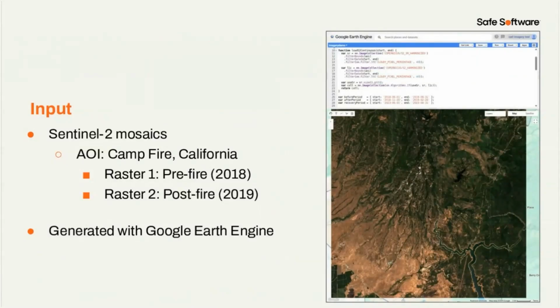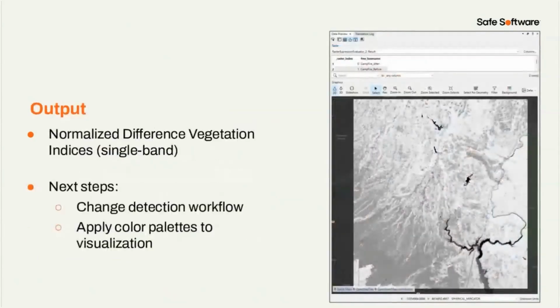So with that caveat out of the way, our input data will be a pair of multi-band Sentinel-2 mosaics that cover our area of interest, the 2018 Camp Fire. The mosaic was generated with Google Earth Engine, and the data collection windows cover the same date range in each year to account for seasonal variations in land cover. Our output data will be a pair of single-band normalized difference vegetation indices. These will then later be used by Dave as input data.